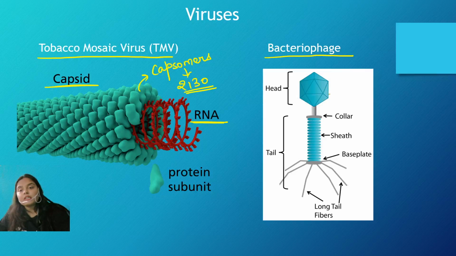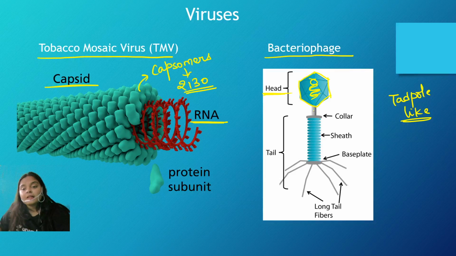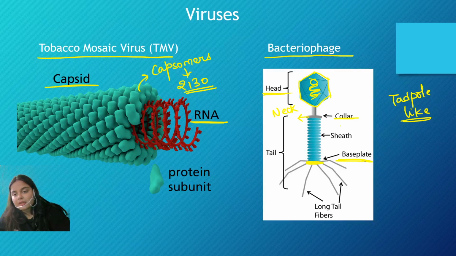Talking about the bacteriophage, it has a tadpole-like structure. It has a head, as you can see here. It is the capsid which encloses the genetic material, and genetic material is double-stranded DNA, right? Then it contains the collar, and attached to the collar is the neck region. Then comes the tail sheath, and then the base plate, and with the help of this base plate, various tail fibers are arranged. So this is the typical tadpole-like structure of the bacteriophage. Bacteriophages are the viruses which infect the bacteria.